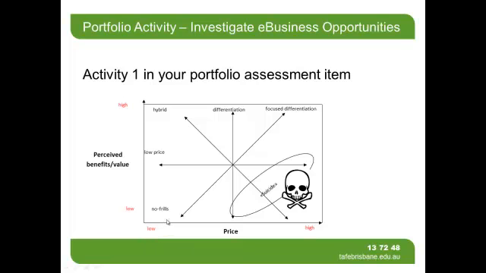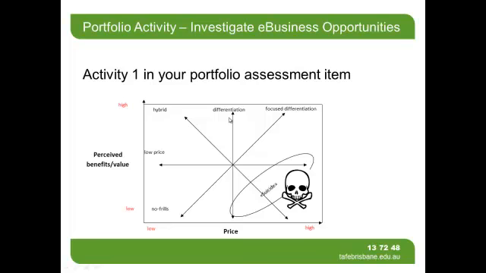Going through each position, firms that offer low perceived benefits or value at a low price are considered no frills. A company that offers its products or services for medium perceived benefits or value and low price is considered to be in the low price zone. A company that can magically produce their products and services to achieve high perceived benefits and value but at a low price point are in the hybrid zone.